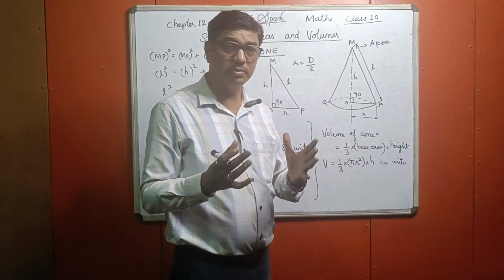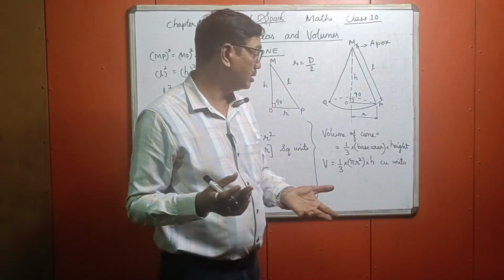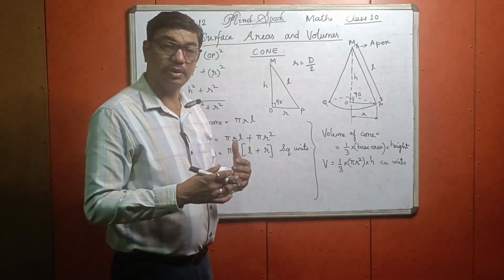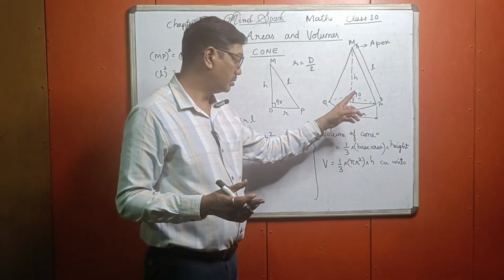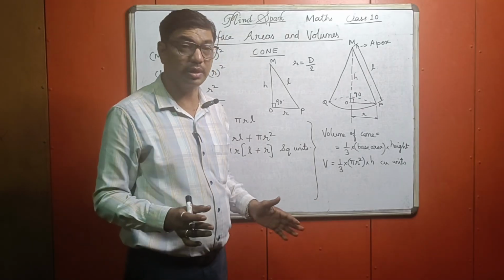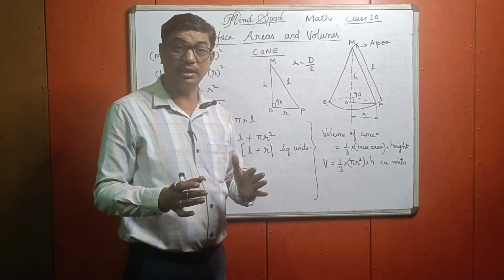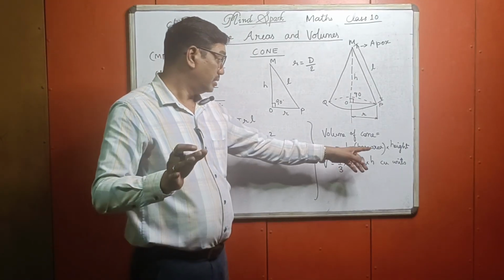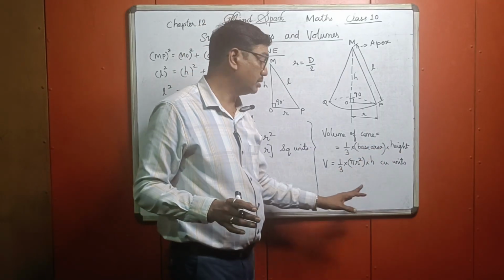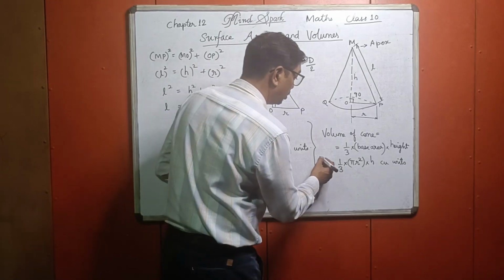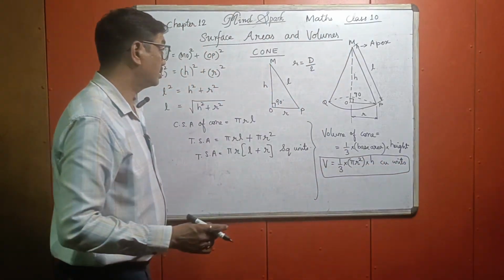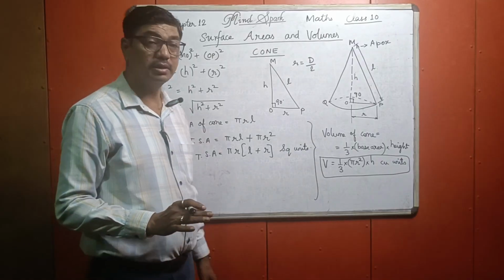Then volume of cone is equal to 1 by 3. What is volume? You can ask in terms of capacity. So 1 by 3 base area into height. What is the base area? Circular, pi r square, and into height. Very easy to remember. When you generalize, 1 by 3 into base area into height, so base area is pi r square into h. Totally you will get so many cubic units. So with this I have given almost all the details about the cone.